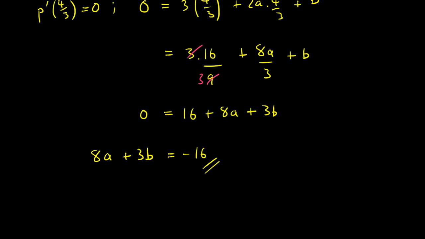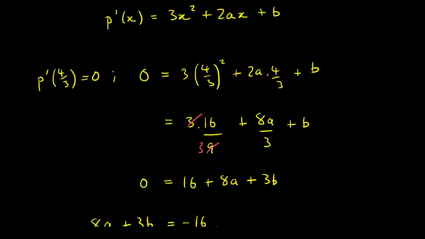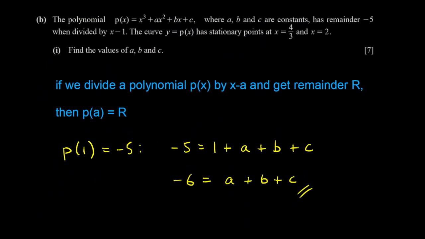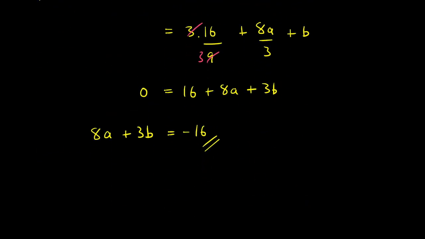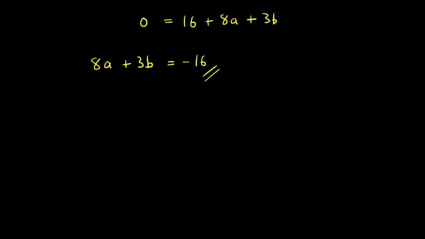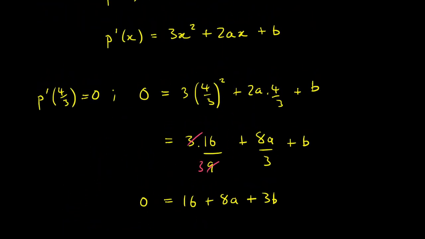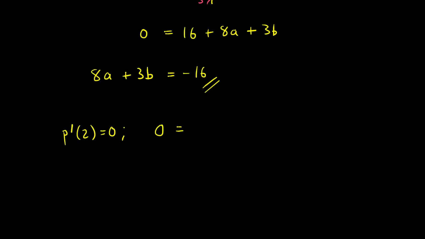16. Okay? All right then. Well, we can do the same thing by substituting in x is equal to 2, can't we? So we can say that p prime of 2 is also equal to 0. So if we do that, 0 will be equal to 3 times 2 squared.